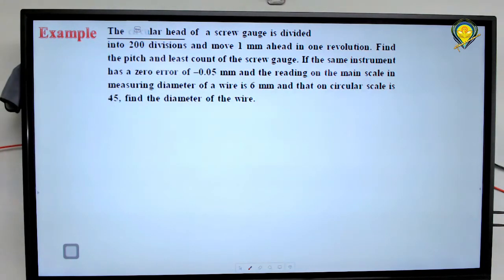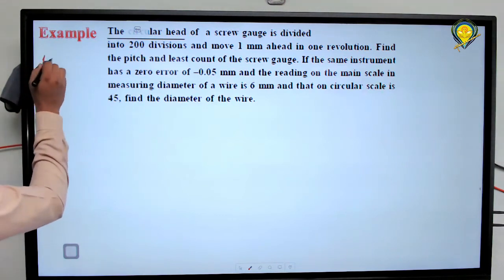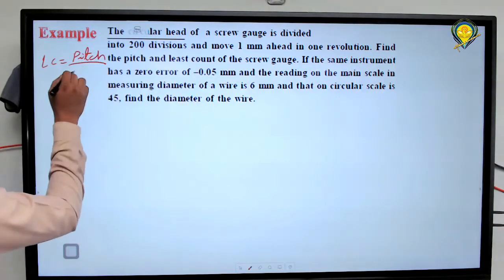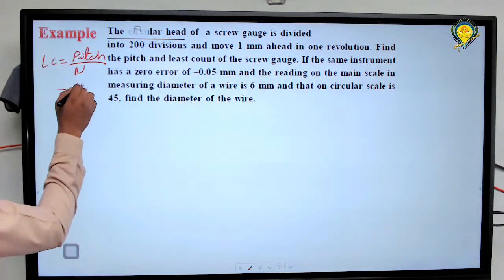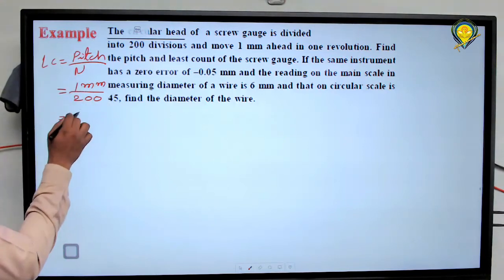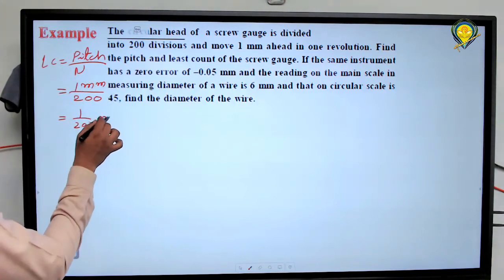The circular head of screw gauge is divided into 200 divisions and moves 1 mm ahead in 1 revolution. That means pitch we can take it as 1 mm. But number of divisions are 200. So least count 0.05? Least count equals pitch of the screw by number of circular scale divisions. Pitch is how much? 1 mm. Number of circular scale divisions are 200. So 1 by 200 mm is the least count.